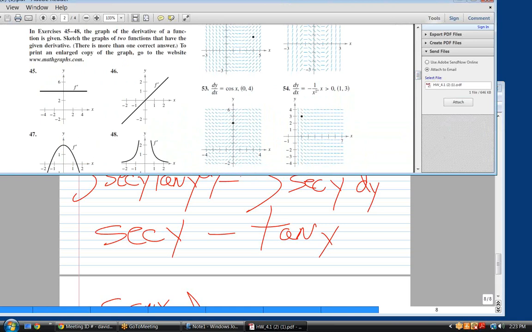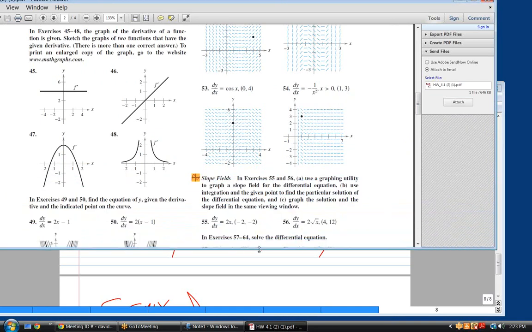Oh, good. Okay, here let's look at some of these. The graph of the derivative of a function is given. Sketch the graph of 2 functions that have this derivative. There is more than one correct answer.